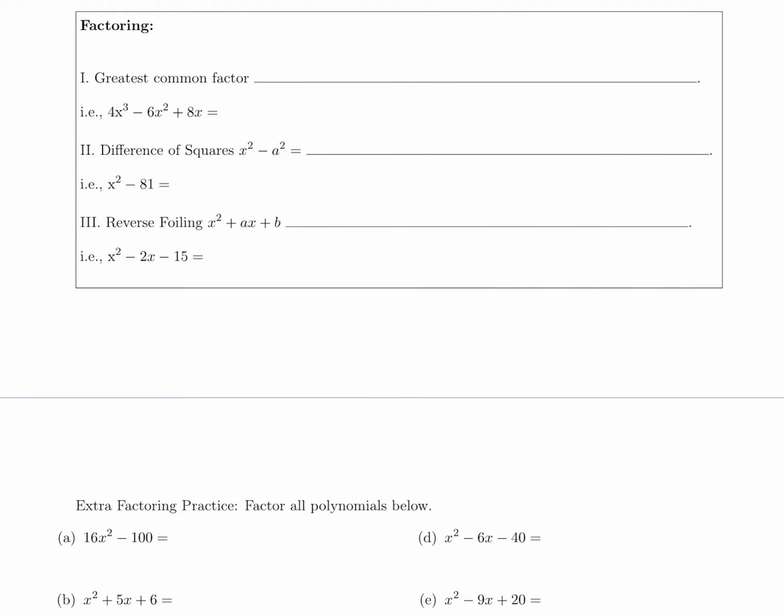So to find the greatest common factor, you are looking for the largest number, or the biggest number, and the least power of x. So when you're looking to find a greatest common factor, you want to figure out the biggest number that goes into everything and the smallest power of x that you see, which may not be an x at all. So looking at this first one, we have 4x cubed minus 6x squared plus 8x.